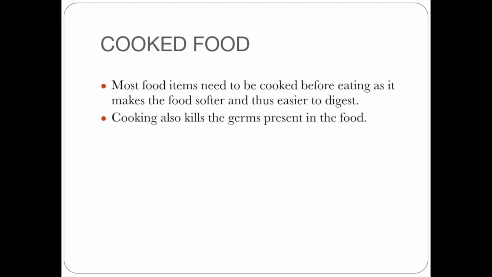Next, let's come to cooked food. Most food items need to be cooked before eating, as they cannot be consumed raw. Now suppose I ask you to eat a raw potato, can you eat it raw? No, we cannot, because it is quite hard. So in order to make it soft and easier to digest, we need to cook it. Sometimes boiling is the process of making it soft, and sometimes by frying we try to make it soft. Cooking also kills the germs present in the food.